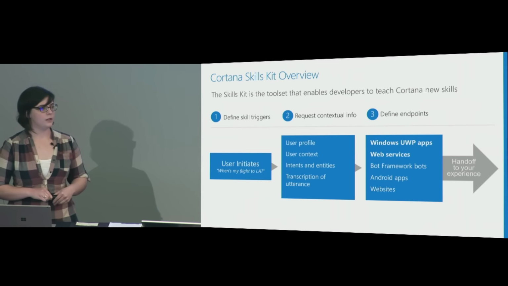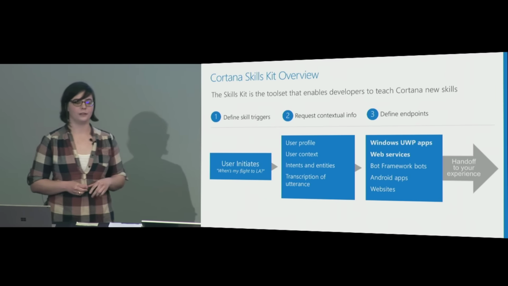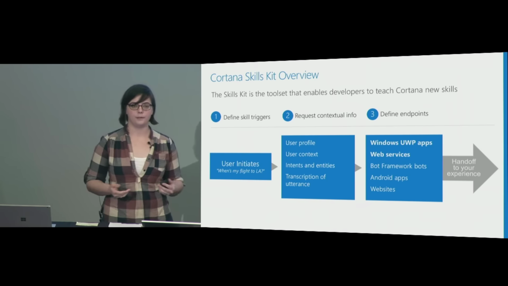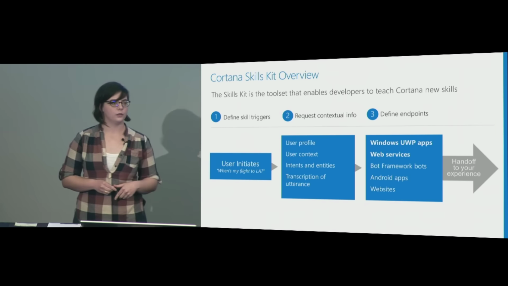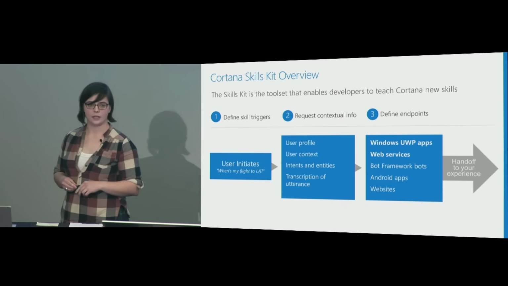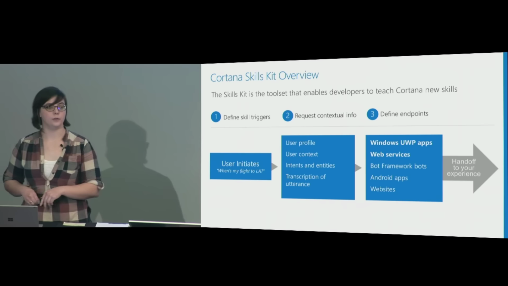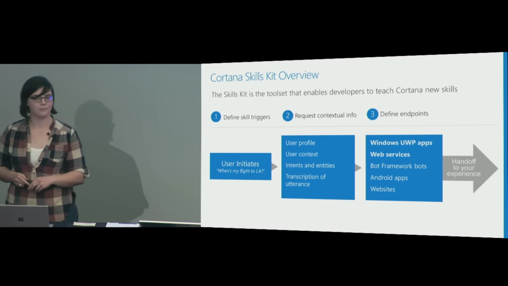Next, you define the endpoint that Cortana actually calls to get things done. We showed in the keynote an example of a skill that invoked a Microsoft Bot Framework bot to have a full, rich, multi-turn conversation within the canvas. You can also launch a Windows UWP app if you need much more real estate. You can also launch a web service, and we'll touch on that in a demo today. In addition, Android apps and websites are also things you can utilize. So basically, whatever you've built, you can throw at us, and we'll more or less launch it if we can.